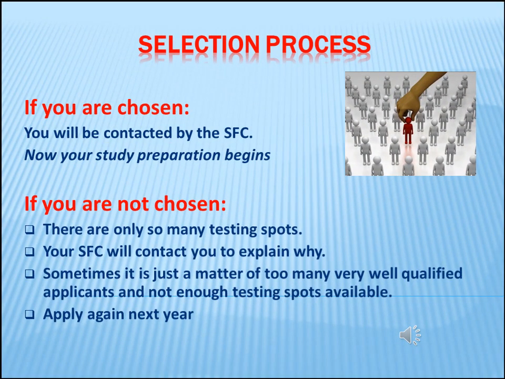Now, if you are chosen, you'll be contacted by your section fellowship chair, and this is where your study preparation begins. If you aren't chosen, you have to realize there are only so many testing spots in the academy, so your section fellowship chair will contact you and explain why. Sometimes it's just a matter of not having enough testing spots open, and there's nothing wrong with your qualifications. And of course, you can apply next year, no problem.